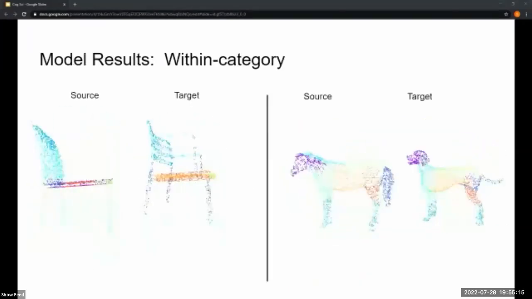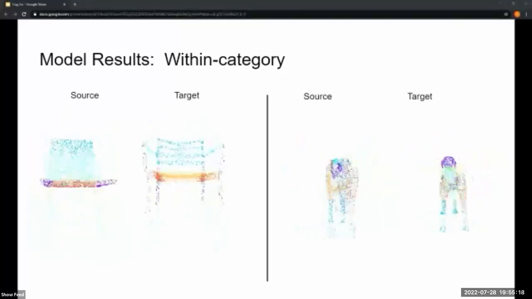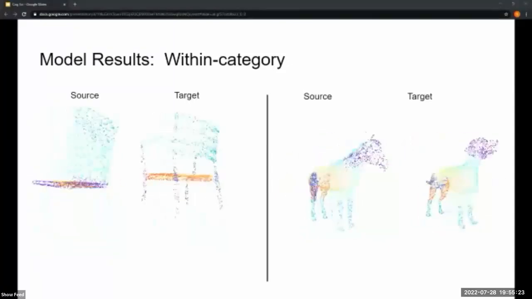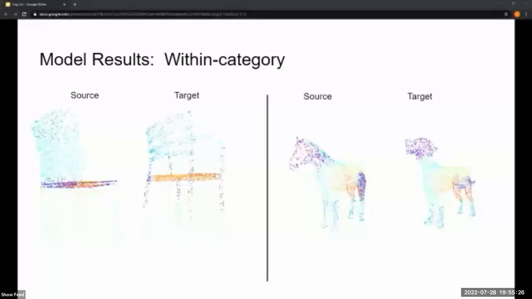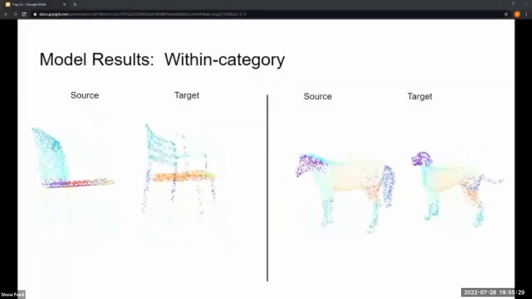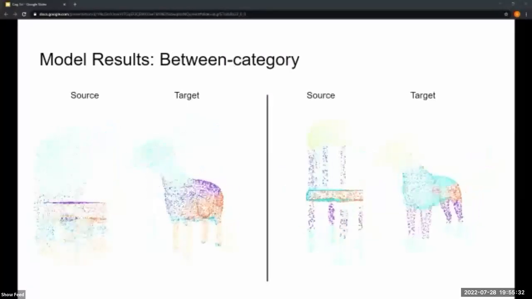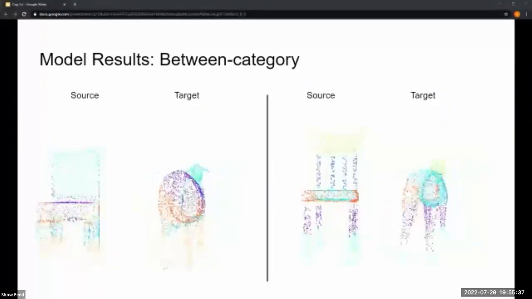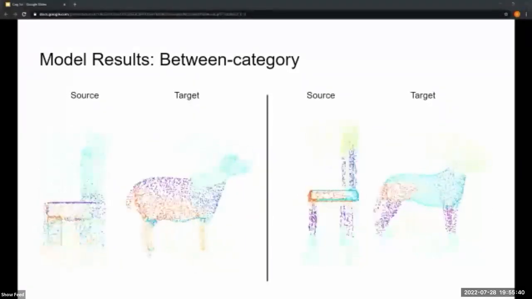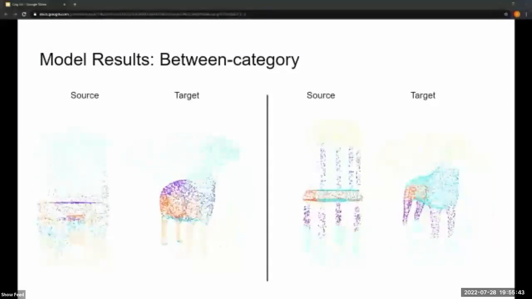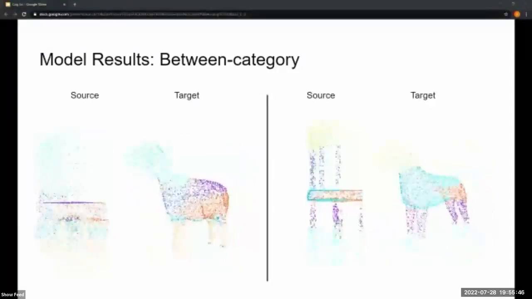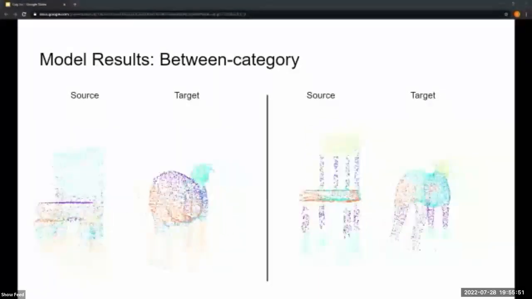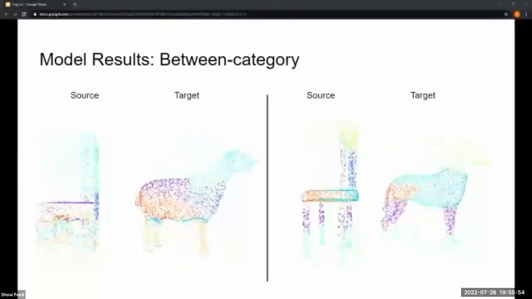Here's a visualization of the mapping results. Here is a within category condition: the back of the chair is mapped to the back of the chair, the legs are mapped to the legs, and for animals, head is mapped to head, and legs to legs. Here we also have the between category condition. This result is much more surprising as they don't share much visual spatial information. As you can see, the head of the animal is mapped to the top back of the chair, and the seat of the chair is mapped to the back of the animal. Sorry.